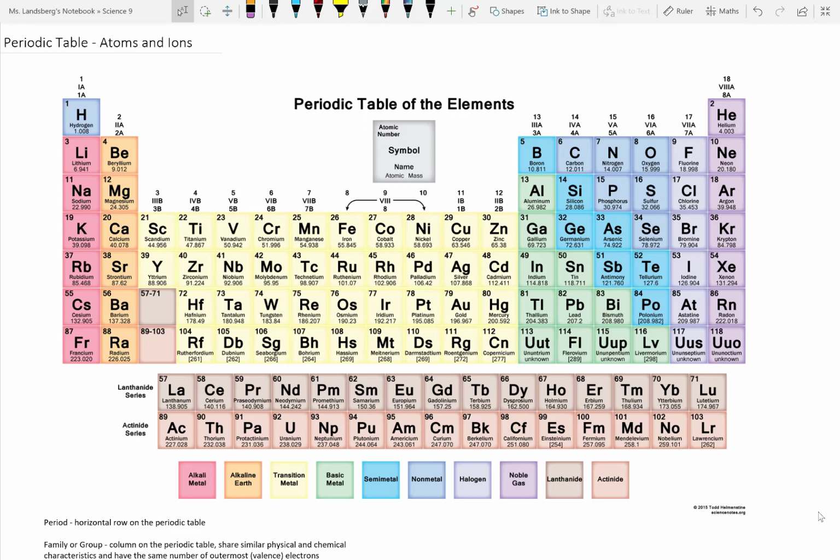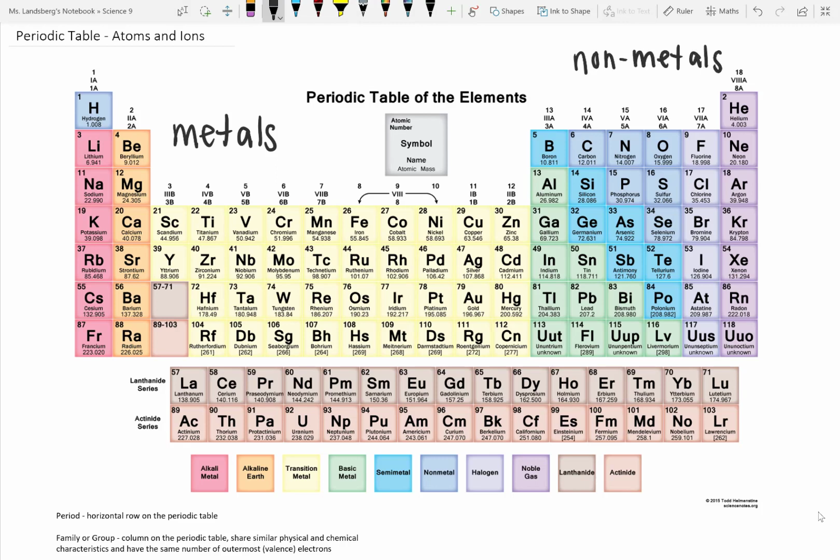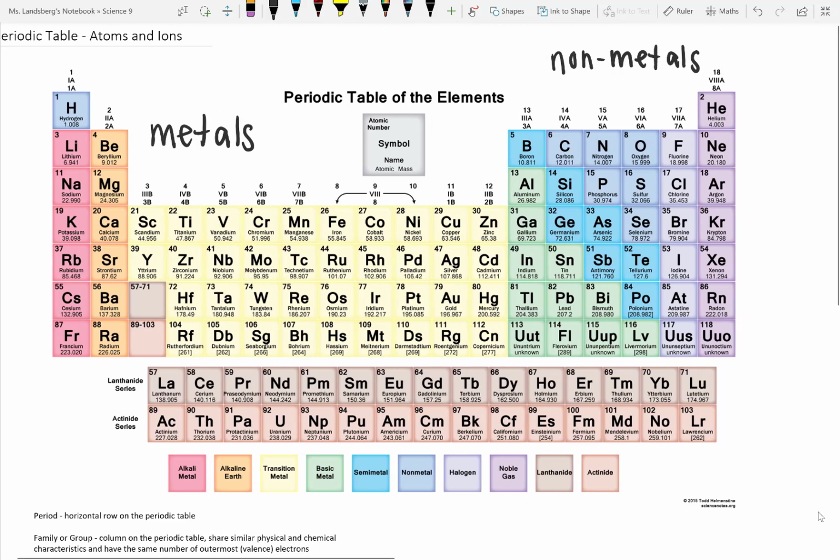Okay, so the first thing is that on the left side of the periodic table, we have our metals. And on the right side of the periodic table, we have our nonmetals. The periodic table is also divided into periods, which is the horizontal row on the periodic table. So this, for example, would be a period.